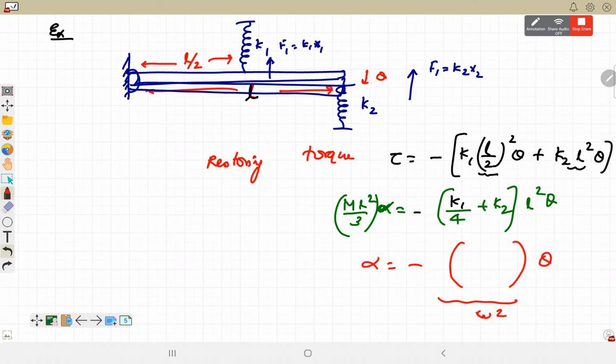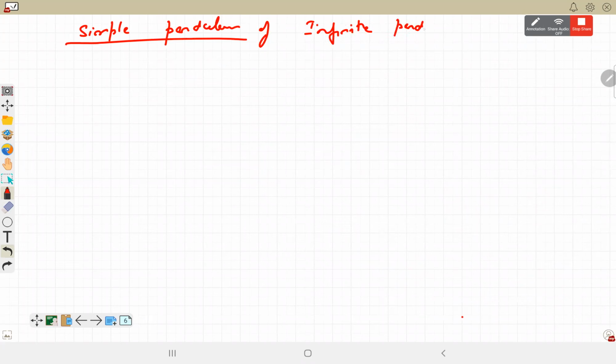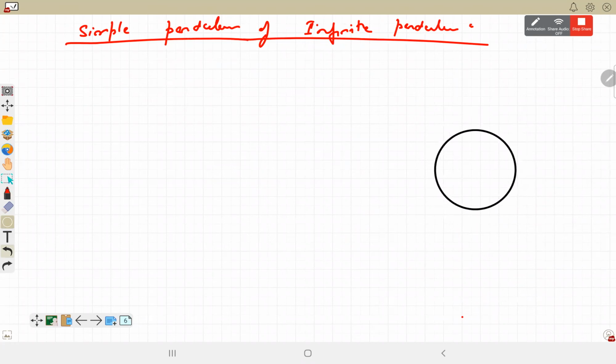Another specific type of example is the simple pendulum of infinite length. A simple pendulum of infinite length does not have an infinite time period. It's just a hypothetical version. But the pendulum oscillates because of gravity. So when we say infinite, it means infinite with respect to the size of Earth. So first we will calculate for a large size pendulum. The pendulum which is of large size means the size is comparable to the size of Earth.